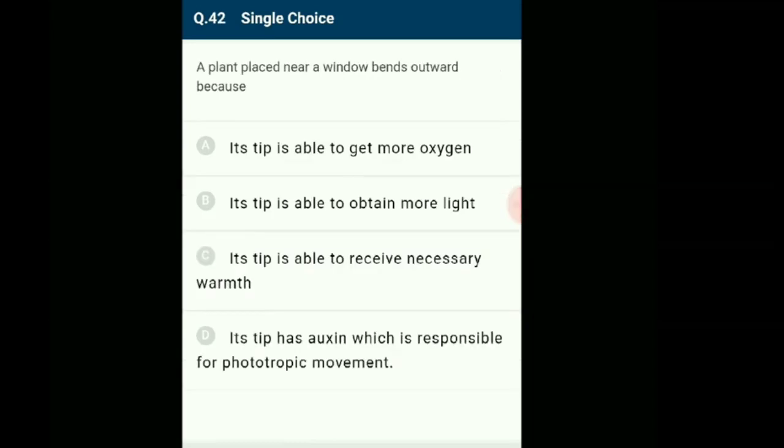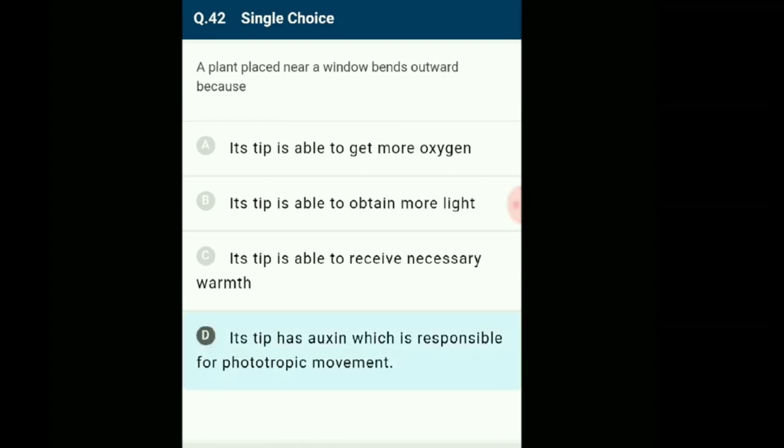Question number 42. A plant placed near a window bends outward because. A plant bends outward when it is placed near a window because of auxins responsible for the phototropic movement. The auxin on the shadow side is higher than on the lighter side, and as a result, the cells on the shaded side elongate more than the cells on the illuminated side and the tip bends outwards.